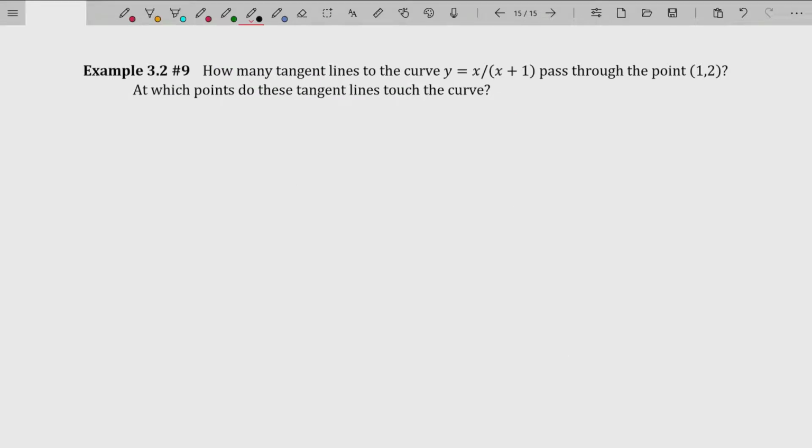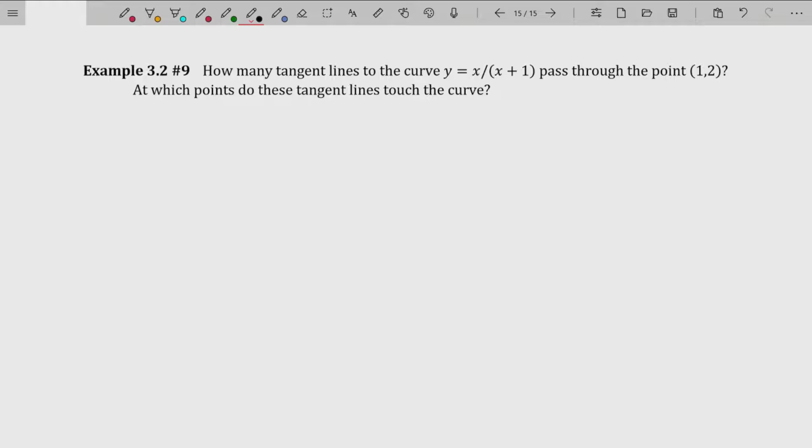And finally, we get to what I consider to be probably the most challenging of the examples. How many tangent lines to this curve pass through the point (1, 2)? So let's just focus on that sentence there. How many tangent lines to that curve pass through a point? That point might not even be on that curve. So really, if you want to visualize this, it might help out.